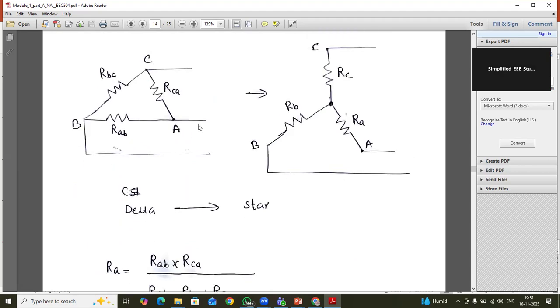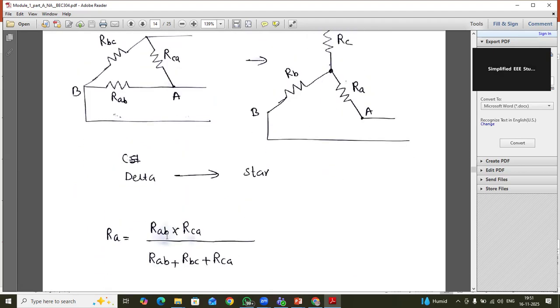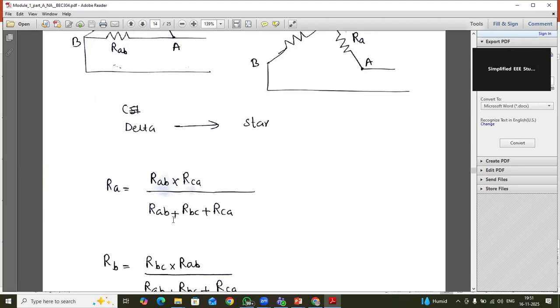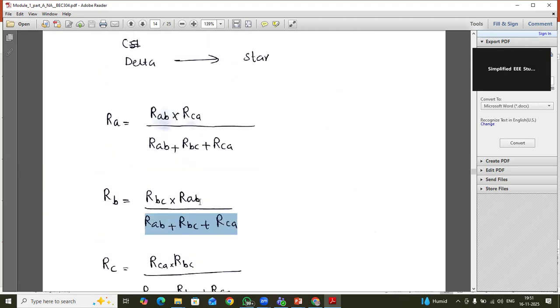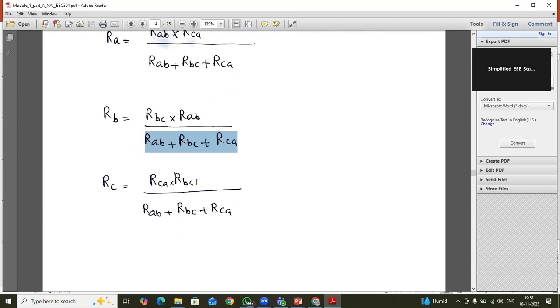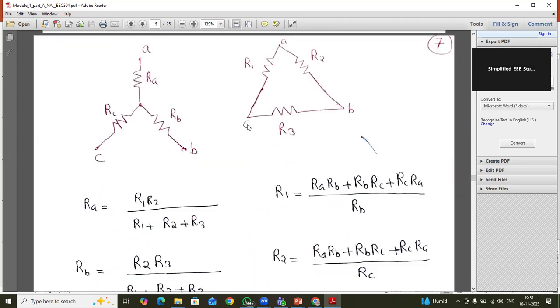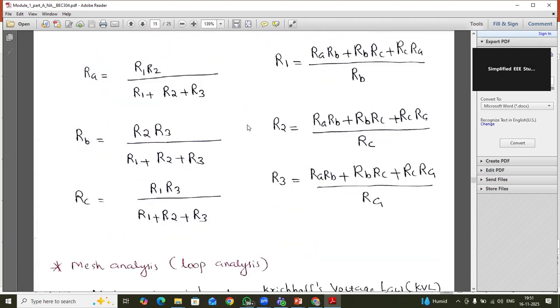Delta to star. So how to convert delta to star? For example, RA. How to write RA: RAB into RCA divided by RAB plus RBC plus RCA. Here, see, the denominator remains the same. Only the numerator is going to change. Correct? So that point you have to remember. However, you have to remember this and study the concept of how to convert star into delta and delta into star.